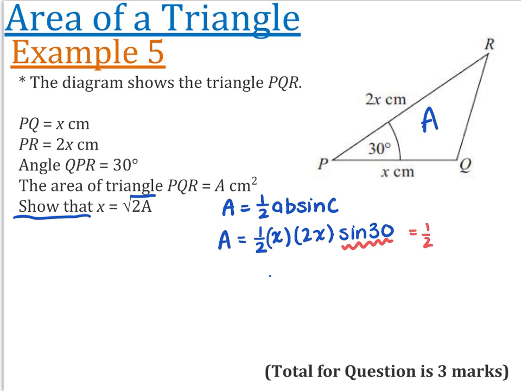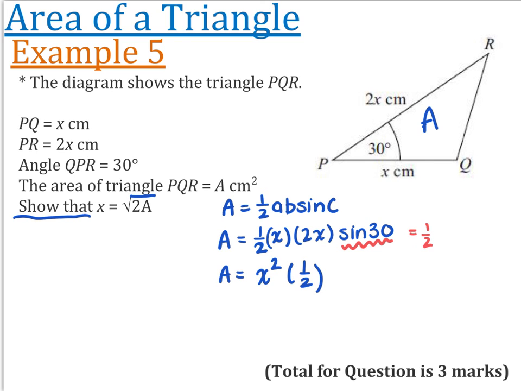So if we go ahead and multiply these things together, we end up with a is equal to 1/2 times 2, which gives us 1, and x times x, which is going to give us x squared. So this whole first part here is just going to give us x squared times a half. How shall we write that? Let's write times a half like that.